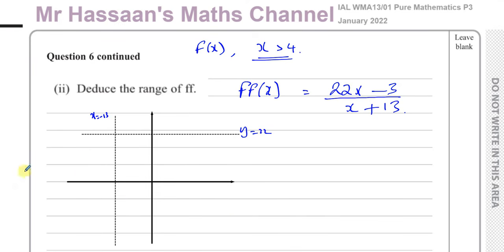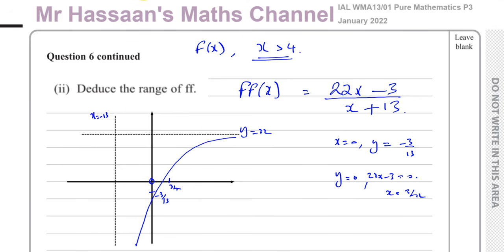Now, how will this graph look? Will it go on this side or that side? Well, we can say when x is 0, we'll see what y is. When x is 0, y is negative 3 over 13. So when x is 0, y is going to be down here somewhere. And when y is 0, then you're going to have 22x minus 3 is equal to 0, which means that x is going to be 3 over 22. So basically the graph will look something like this.